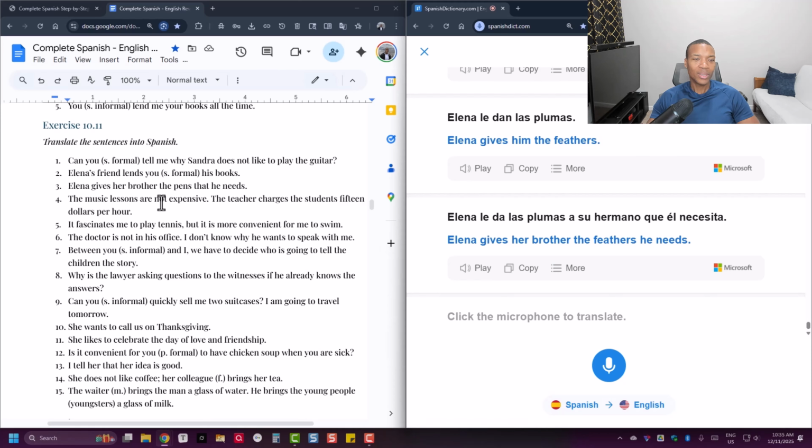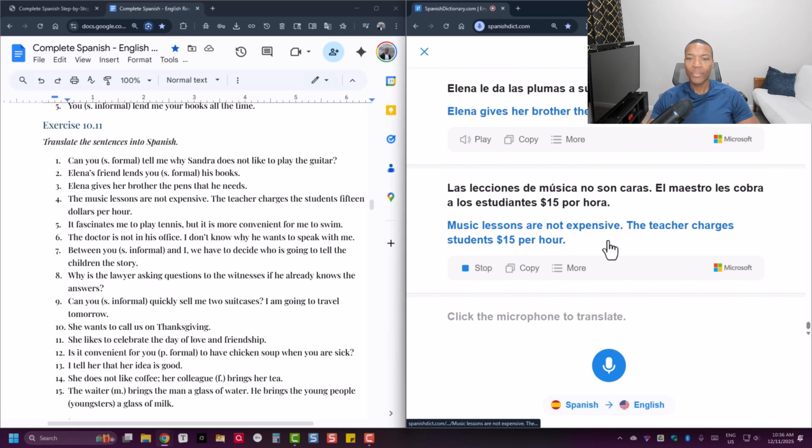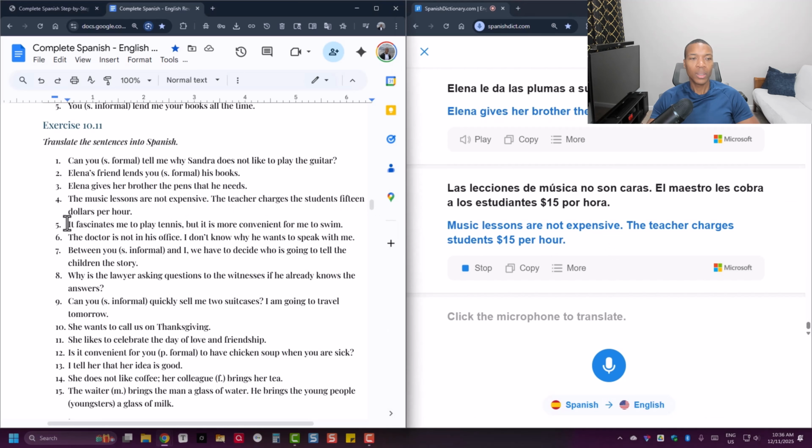The music lessons are not expensive. The teacher charges the students $15 per hour. Las lecciones de música no son caras. El maestro les cobra a los estudiantes $15 por hora. Music lessons are not expensive. The teacher charges students $15 per hour.